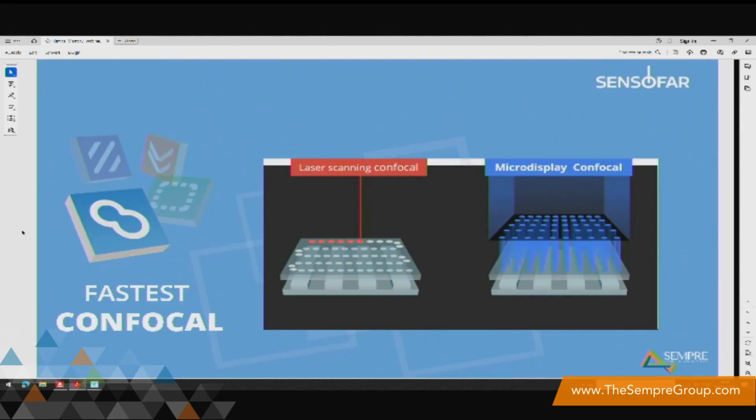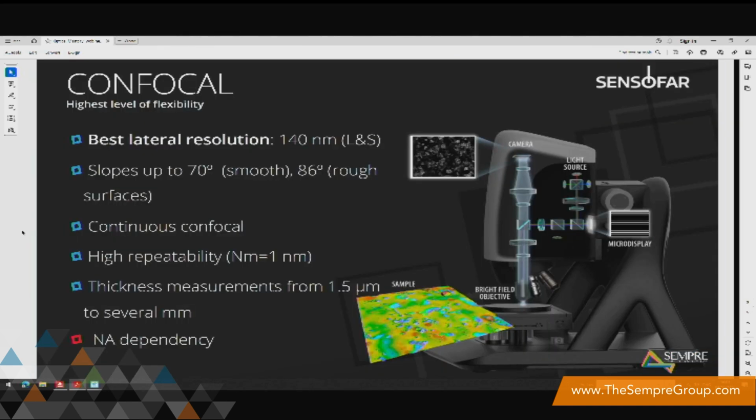The way the Sensofar uses confocal has a very slight change from the way traditional systems measure. On the left-hand side image, there's the laser scanning confocal. Effectively, it takes its points periodically, snaking across the surface to obtain the map of the surface, whereas we're using a microdisplay confocal. In one hit, we're taking all of that surface topography, so when we're scanning, we take data much faster.